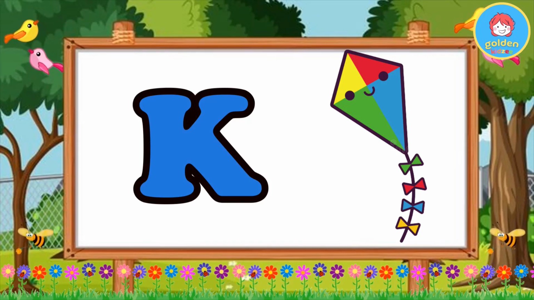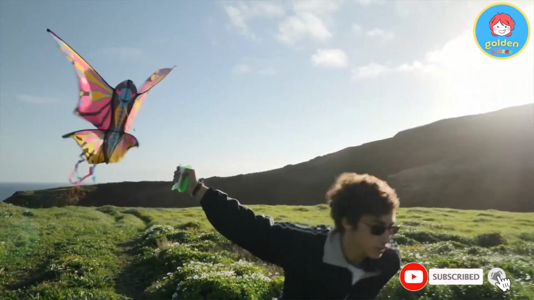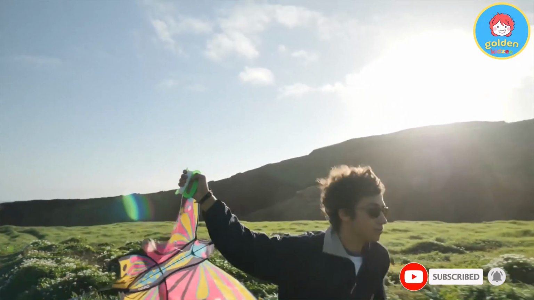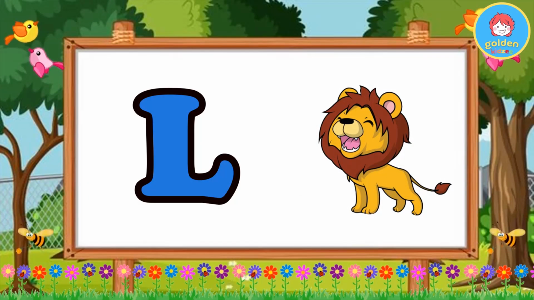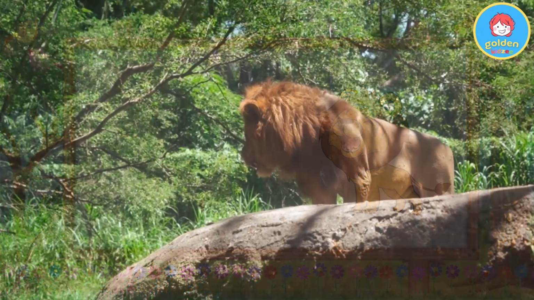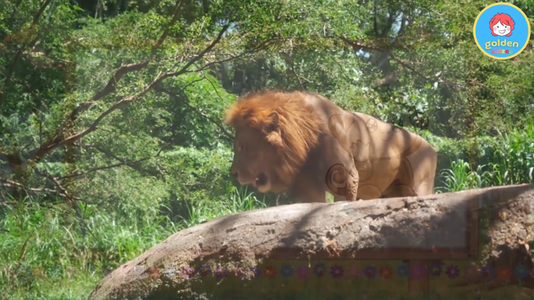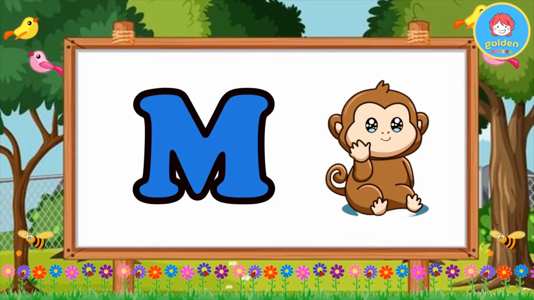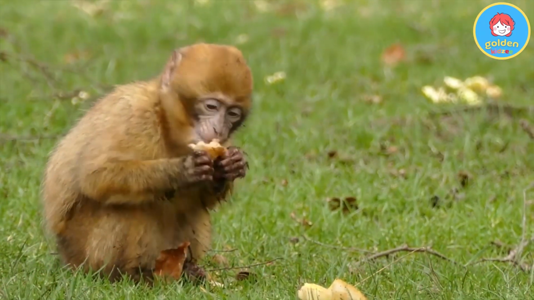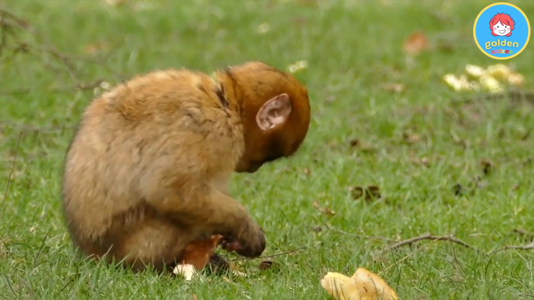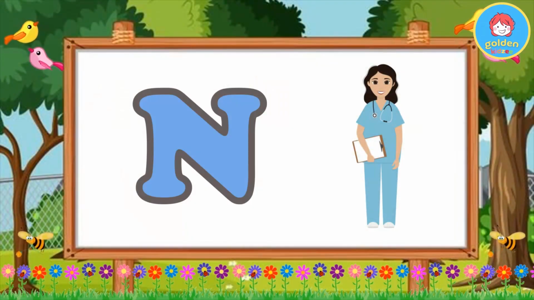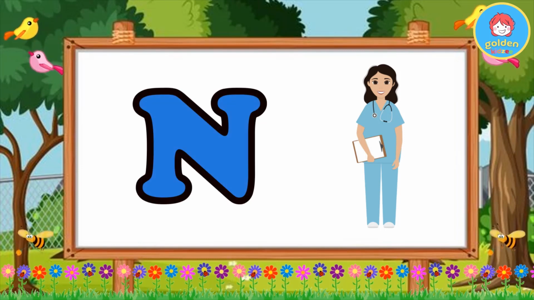K. K is for kite. L. L is for lion. M. M is for monkey. N is for nurse.